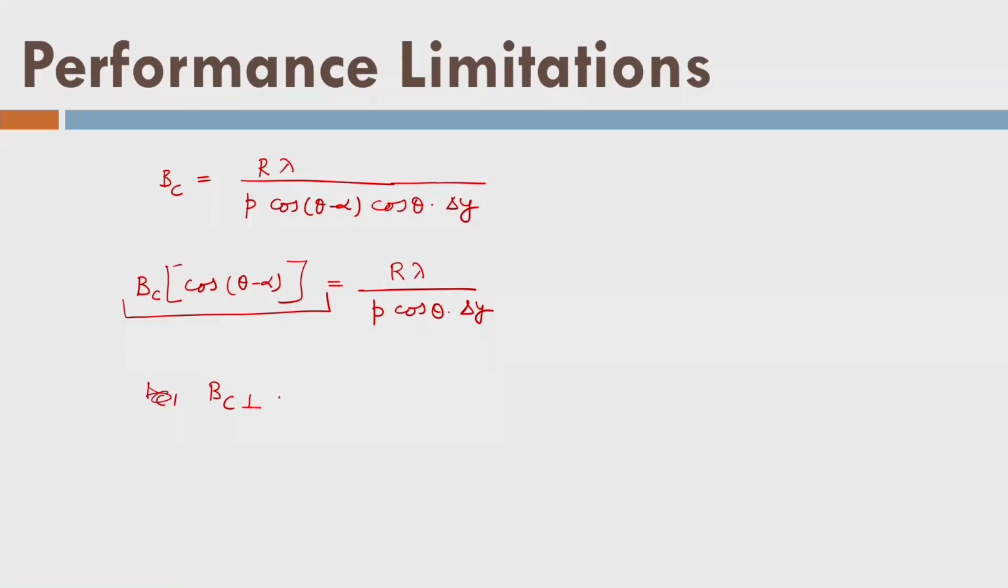We write here BC perpendicular, or orthogonal to the look direction, is equal to BC cos of theta minus alpha, which is equal to r lambda divided by p cos theta delta y.